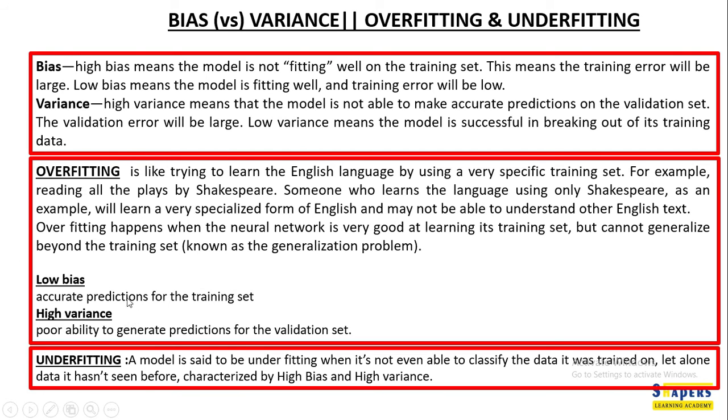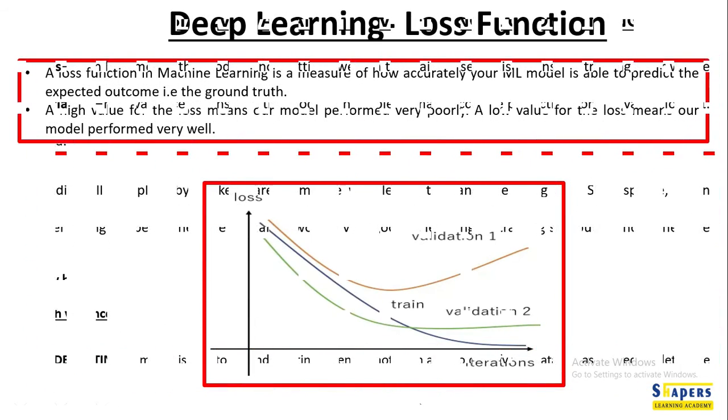Usually low bias and high variance. What is low bias? Accurate predictions on the training data set. Low bias. High variance, poor ability to generate predictions for the validation set. What is underfitting? A model is said to be underfitting when it's not even able to classify the data it was trained on, let alone data it hasn't seen before, characterized by high bias and high variance. Underfitting is a weaker network where the model is not able to classify or predict the values as per the training set also. Underfitting is usually characterized by high bias and high variance.